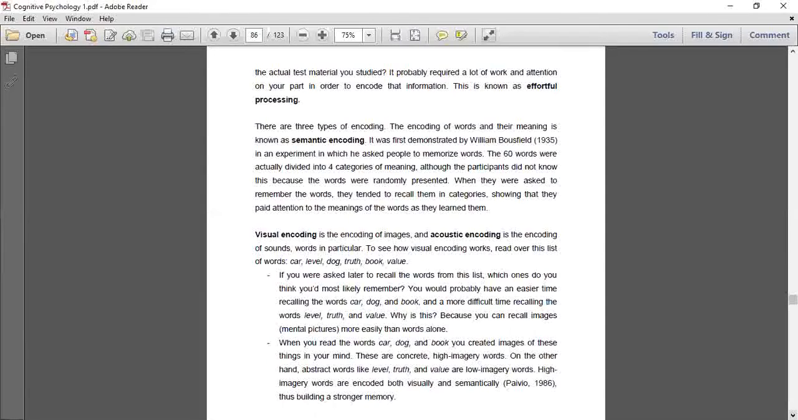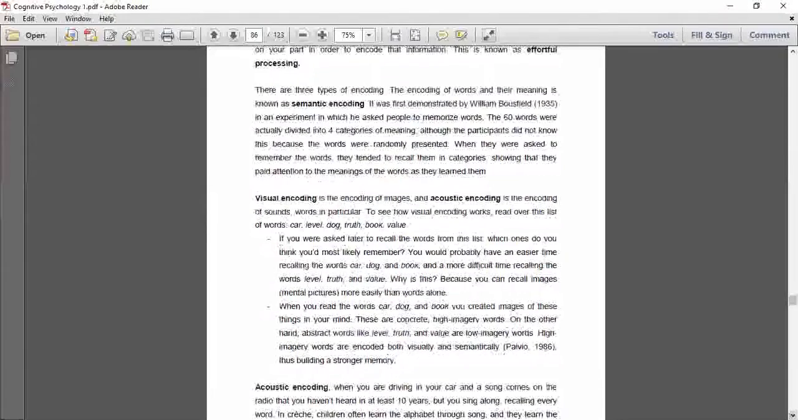You see, they put all these efforts into visual, acoustic, as well as meaning, isn't it? So that you won't do effortful processing; you just do automatic processing. When we say effortful processing, it requires a lot of work and attention on your part in order to encode that information or to remember. And mostly it happens when we are learning, or with difficult aspects, for example, mathematics.